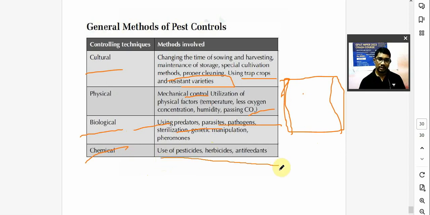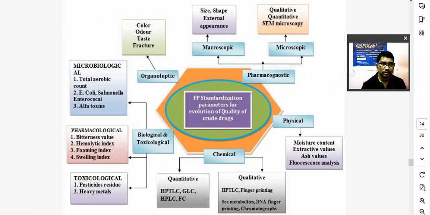ठीक है, क्योंकि ये सॉफ्टवेयर का थोड़ा सा इश्यू चल रहा है, वो मिल नहीं रहा है, अभी ये पुराने लैपटॉप पे ही चल रहा है.